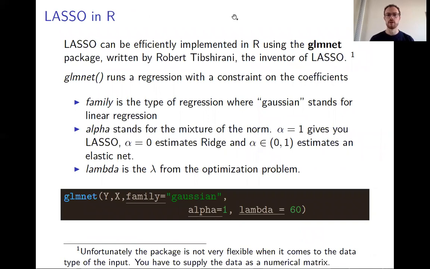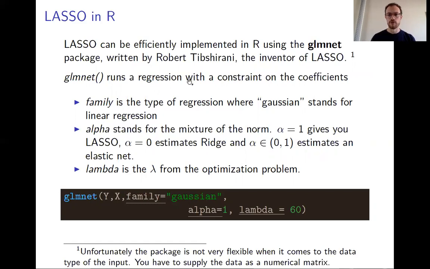In R, we can implement LASSO quite efficiently using the glmnet function. And it's written by Robert Tibshirani, who was the inventor of LASSO, so we can be confident that this actually works as intended. And so what glmnet does is it just runs a regression with a constraint on the coefficient, and then you can specify whether you want this constraint to be the absolute value, so it should be a LASSO, or the squared value, so it should be a ridge, or a combination of these two.